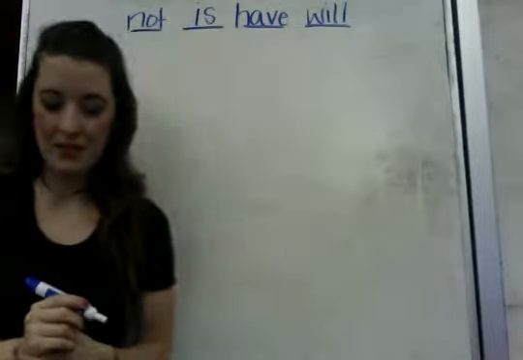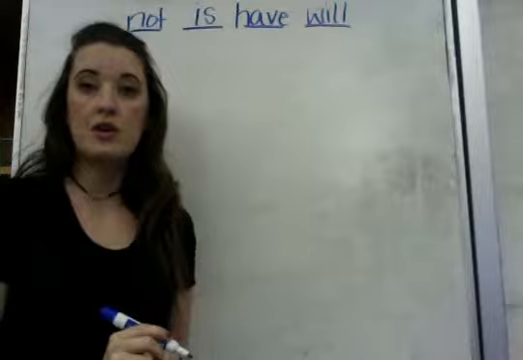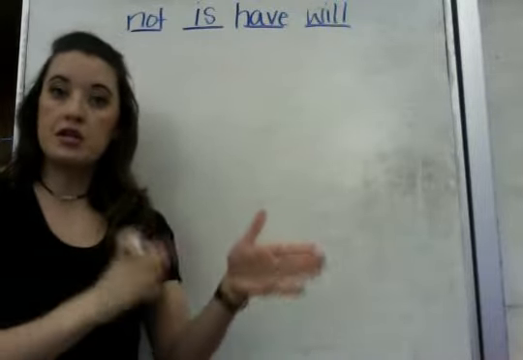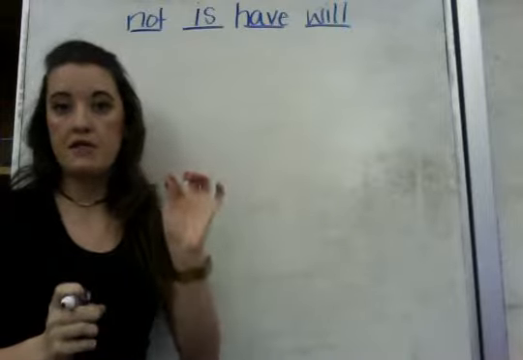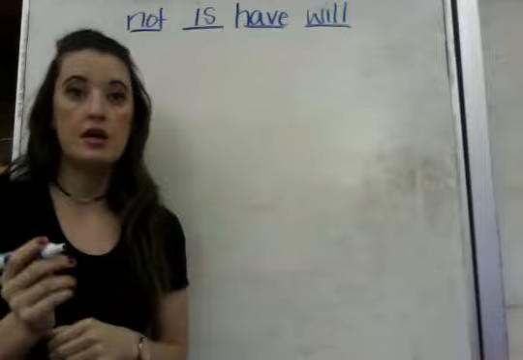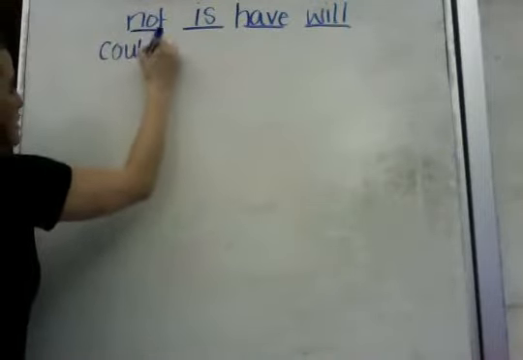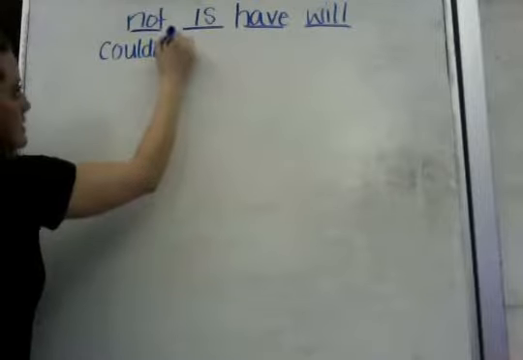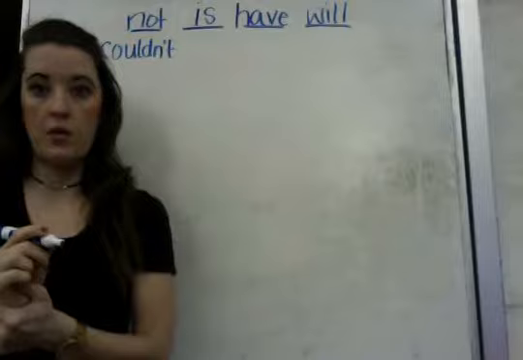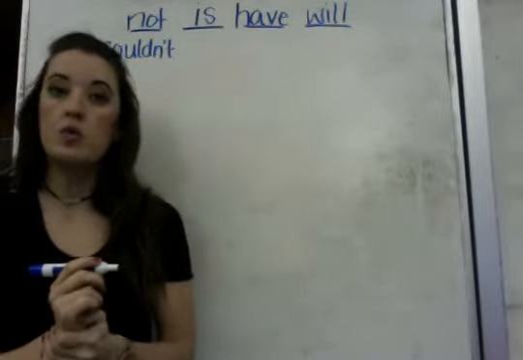Let's get started. Our first word is the word couldn't. I couldn't go outside and play. Couldn't is a contraction for could not. Don't forget our apostrophe. It is taking the place of the O in the word could not. Let's say and write it together. Could n't. So that apostrophe right there is taking the place of the O in the word not. Couldn't.